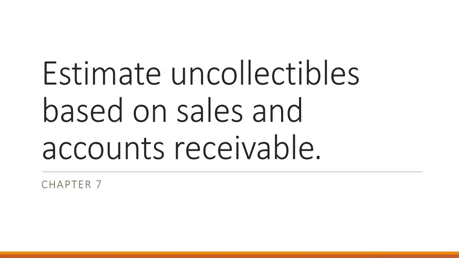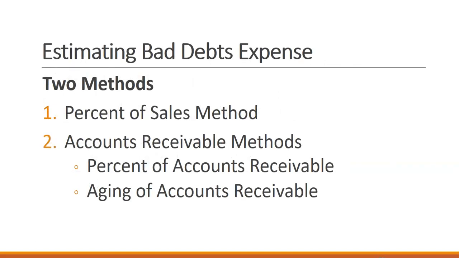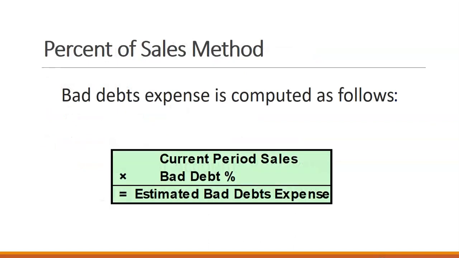We can estimate those uncollectible based on sales and our accounts receivable. So we have different methods of what that estimate looks like. So we have two methods. One is the percent of sales method, and the other is the accounts receivable method. Under the accounts receivable method, then we have two different methods. First, we're going to look at the percent of sales method.